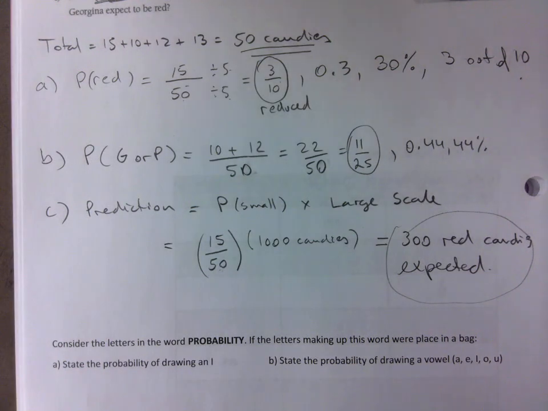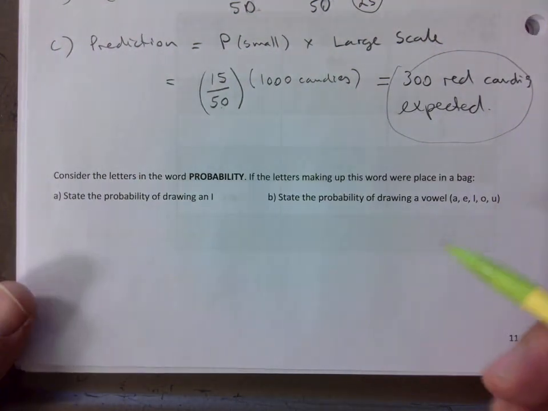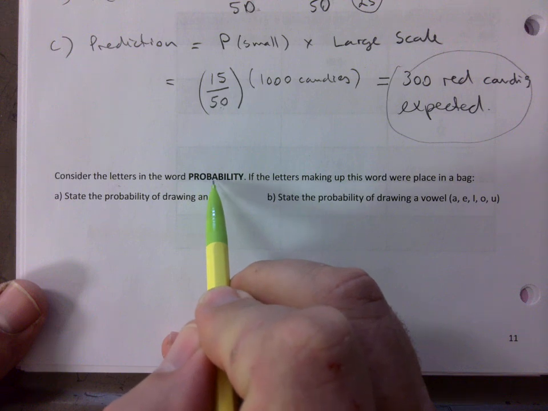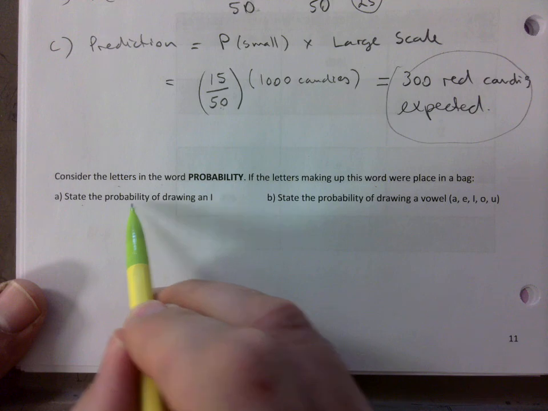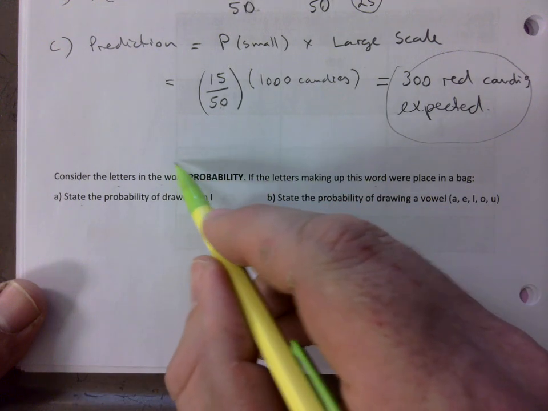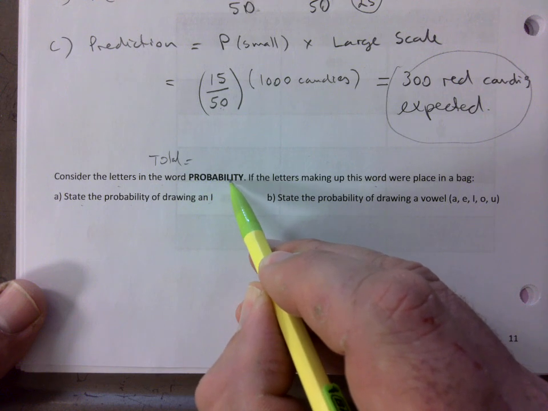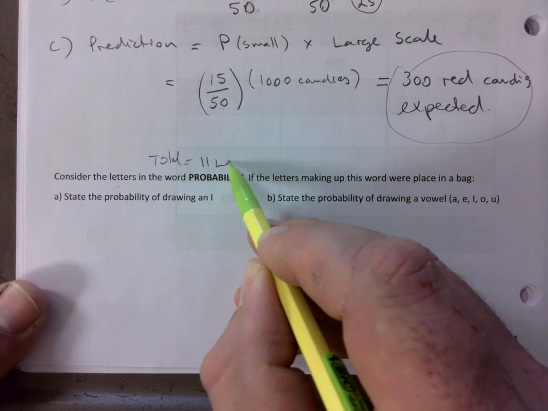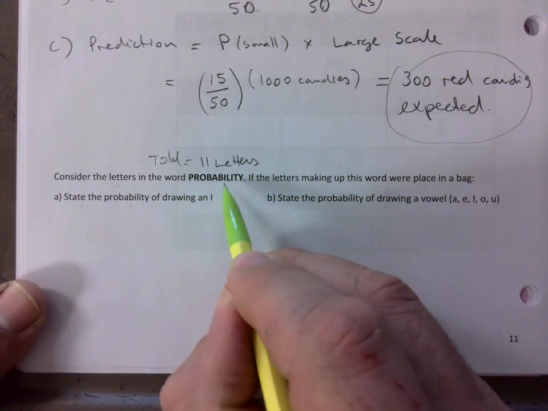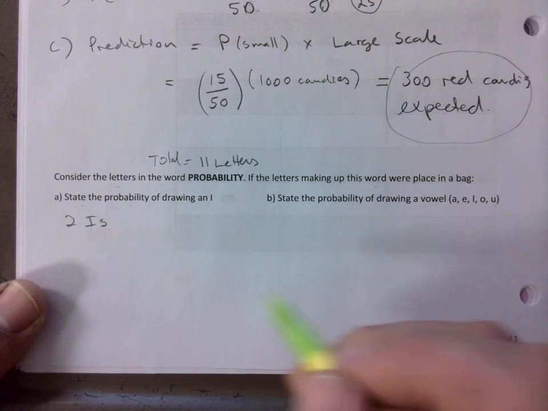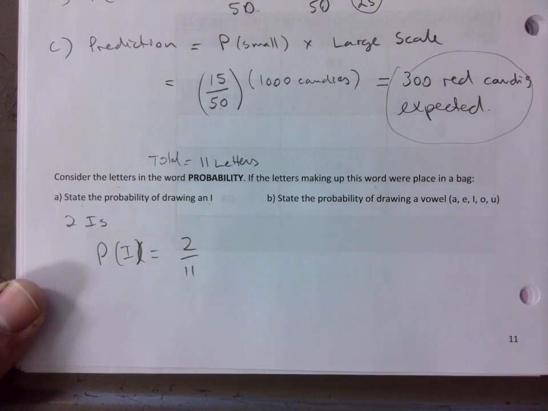I think I'm just going to do the bottom of 11. And if you want me to do another one, I can do so. Okay. Consider the letters in the word probability. If the letters making up this word were to be placed in a bag, say the probability of drawing an I. Okay. So first of all, total is, count them, 1, 2, 3, 4, 5, 6, 7, 8, 9, 10, 11. So we're talking about 11 letters. And how many I's are there? 2, right? 2 I's. So probability of an I is going to be 2 out of 11.